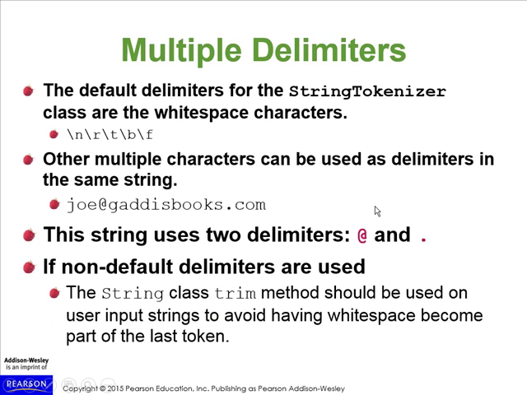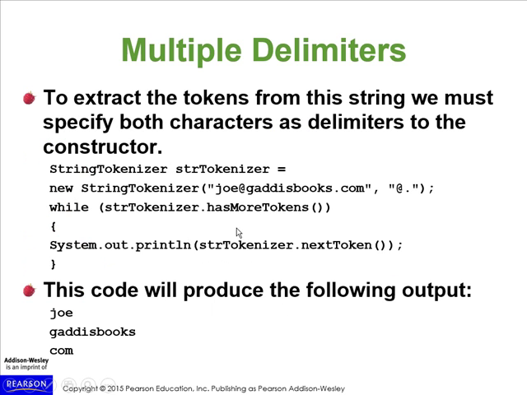Again, if you have something like this, if you've got multiple delimiters, all you have to do is specify that there's multiple ones. So this would break it up into 3 different tokens: Joe, Gaddis Books, and Com. And when you do that, as it says, you have to put both of them in a list. You wouldn't put a comma there because that would say that comma could also be a separator or a delimiter.